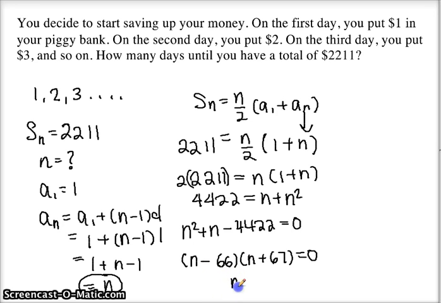And I have n equals 66 and negative 67, but you cannot have negative days, so I'm going to go with 66. So the answer is it's going to take 66 days until we have $2,211.